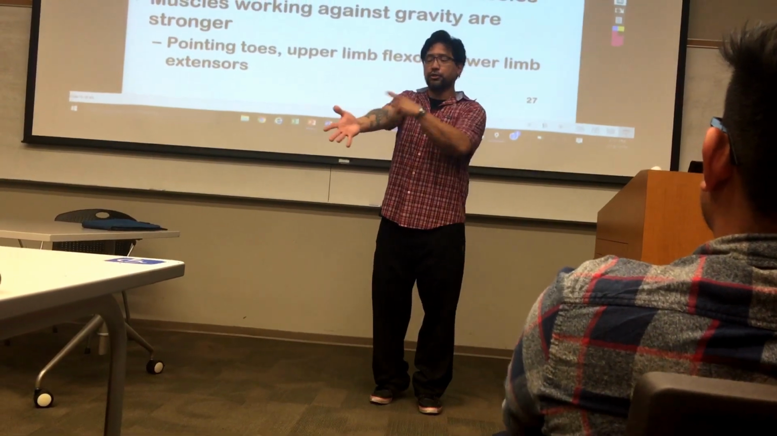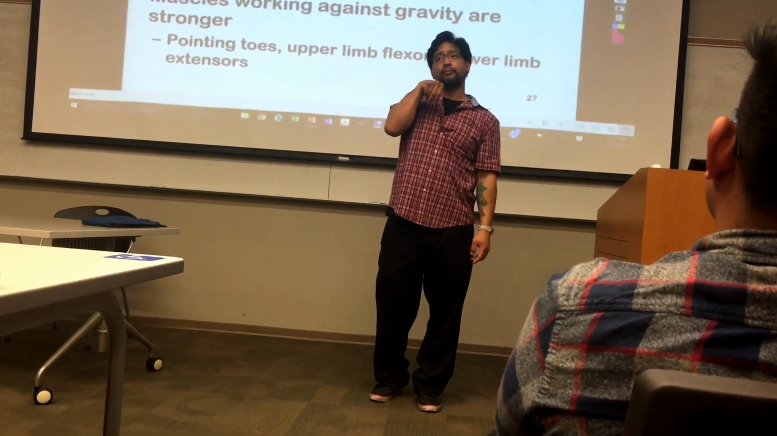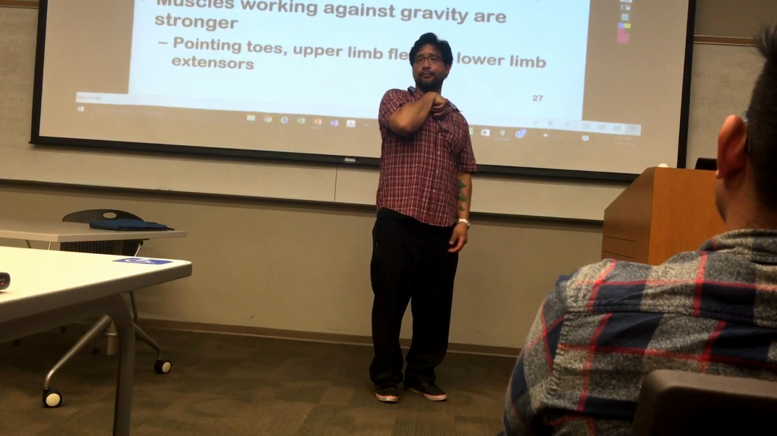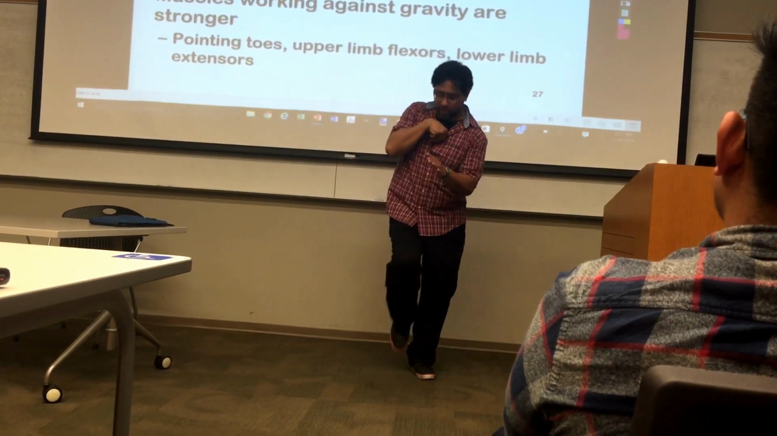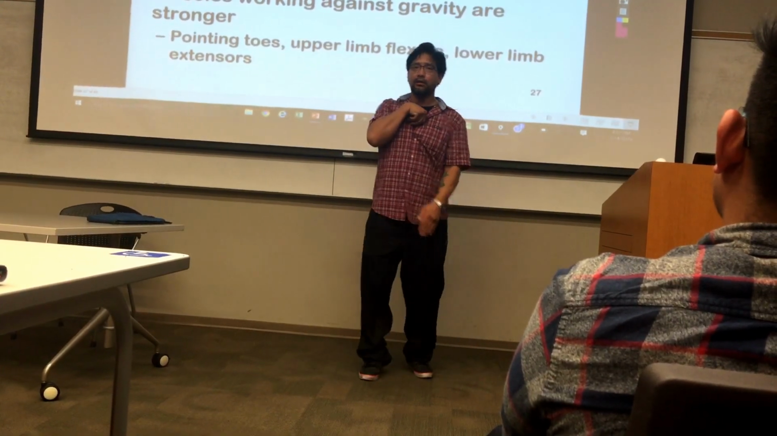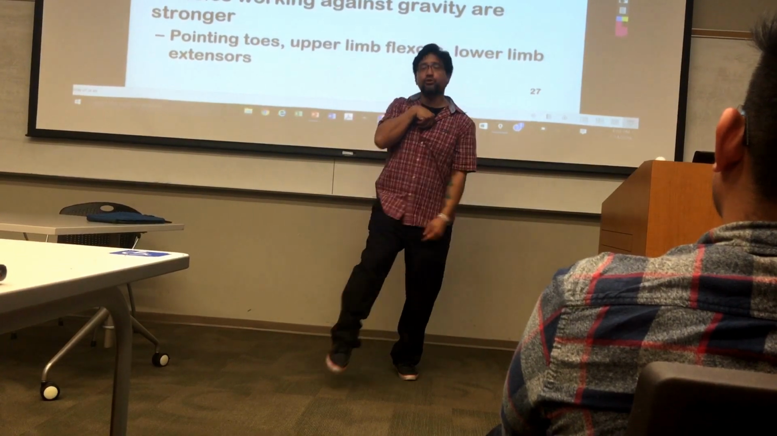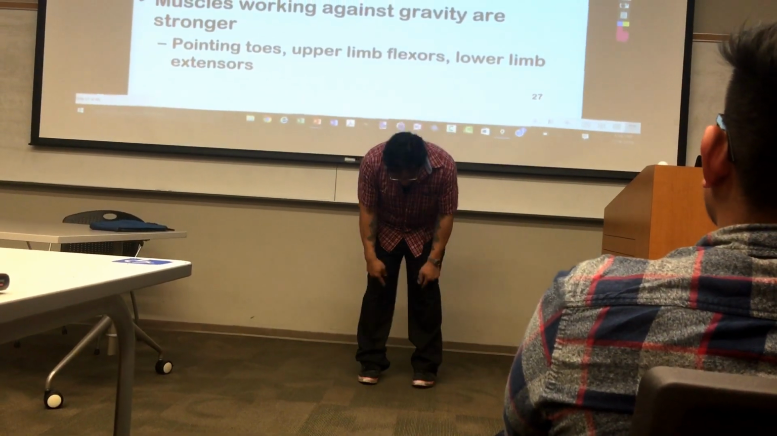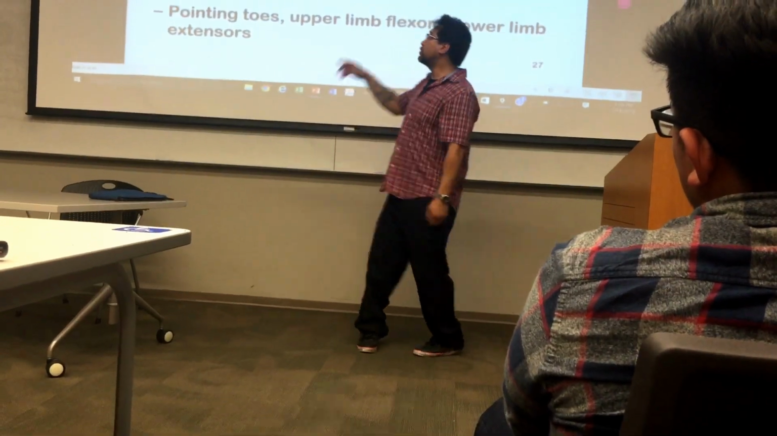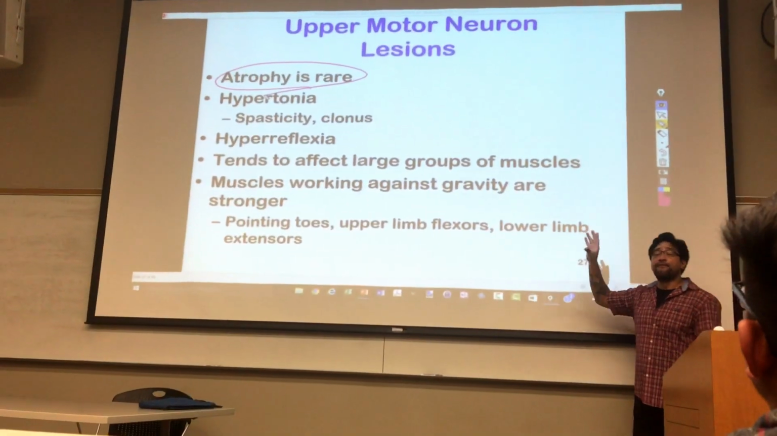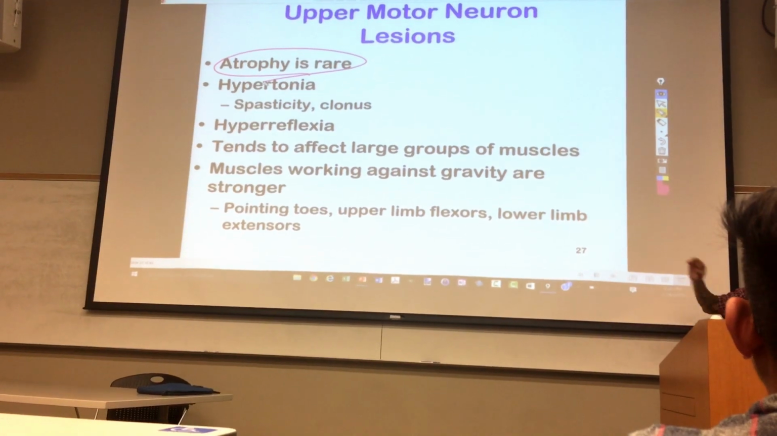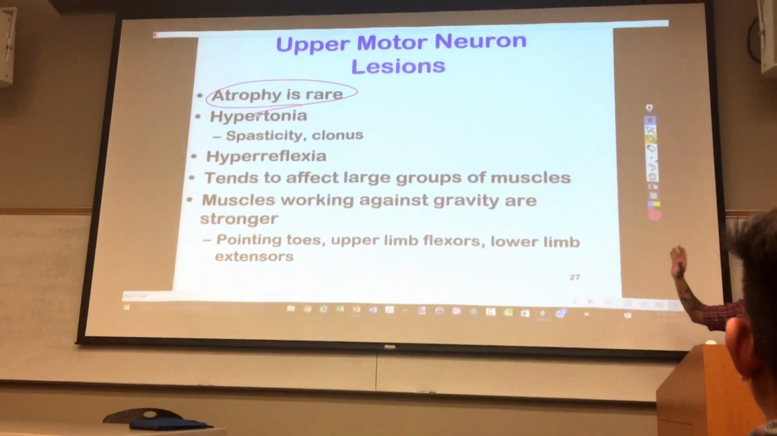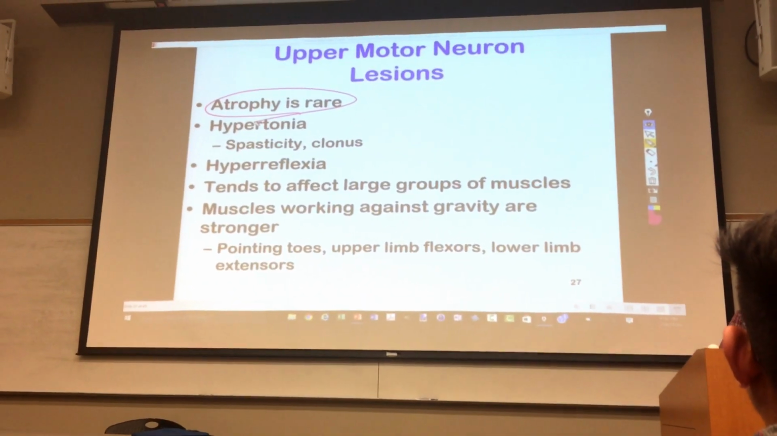So my flexors are going to contract, so my arm ends up looking like this. Same thing happens with your legs. Your extensors are stuck in the extended position, and your toes end up pointing. So you end up looking like this. And actually your knees kind of point in a little bit. And so these are very consistent signs of upper motor neuron problems.